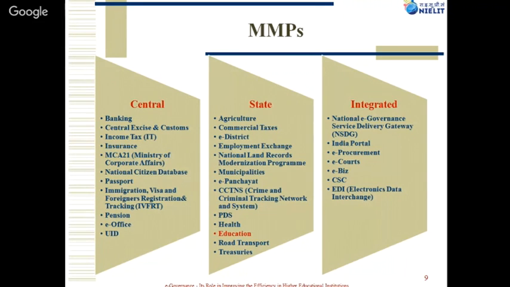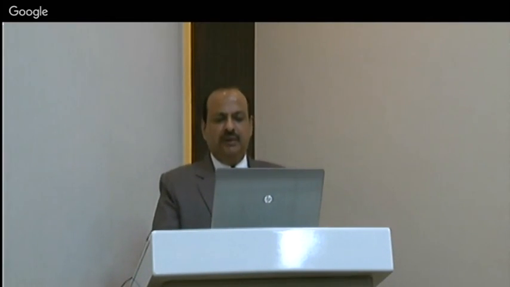So far as integrated are concerned, these are like India portal, e-governance service delivery gateway, that is the backbone for delivery of services, e-procurement, e-code, e-biz, CSC, that is common service center. These are kiosks available. Government of India has authorized some agencies to open CSCs in the villages, so that the villager at the remote area can also avail the online services.